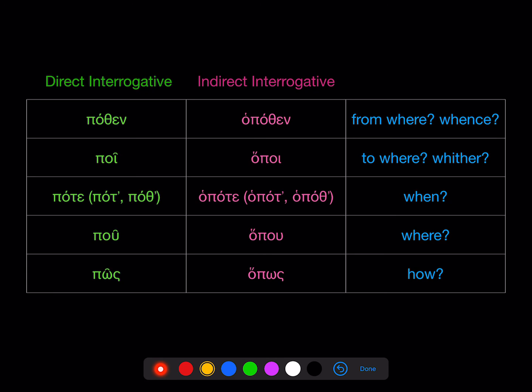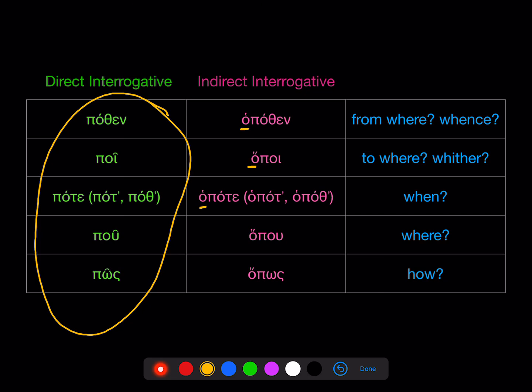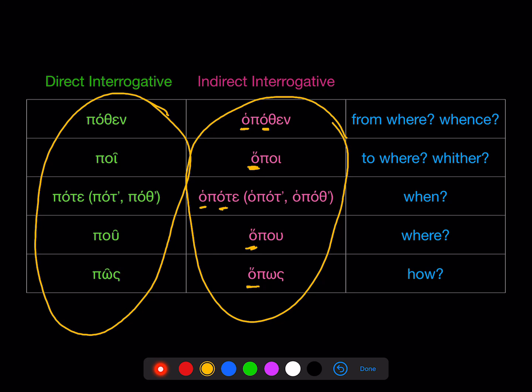As for our new interrogative adverbs, here are the direct forms that we saw before. The indirect forms are just ha in front of these forms, and all of them are accented on the penult. So that's super easy. Okay? And that's it. Direct, indirect, and alternative questions, and some more indefinite words.